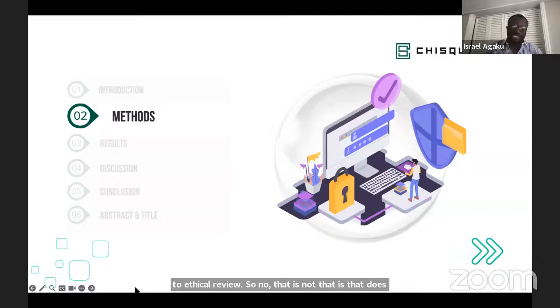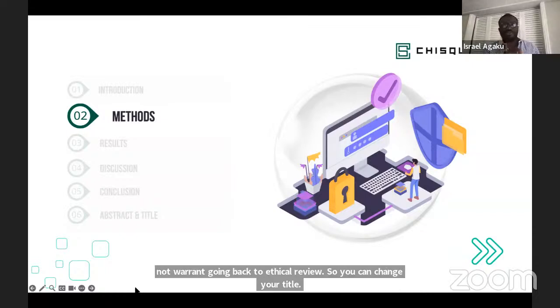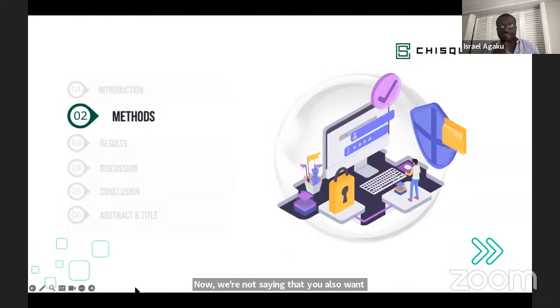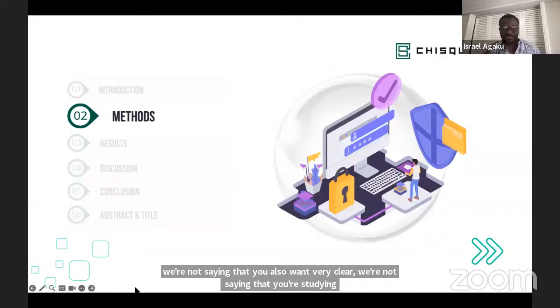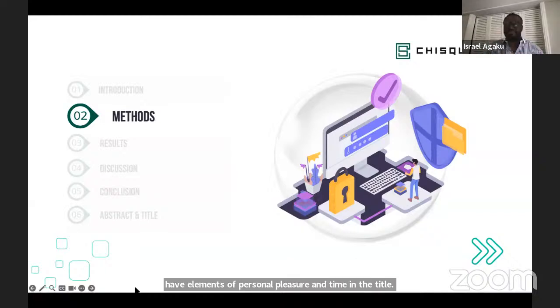So you can change your title. Now, we're not saying that your study must have elements of person, place, and time in the title. We're just saying that that is gold standard. That is a better way of doing it. So that in no way means that you must go and make changes to your work. But in future work, you might consider framing things that way, so that it's easier for people to read. It makes sense, and it's a better way of conveying information.